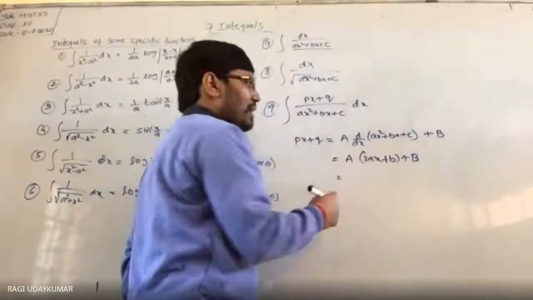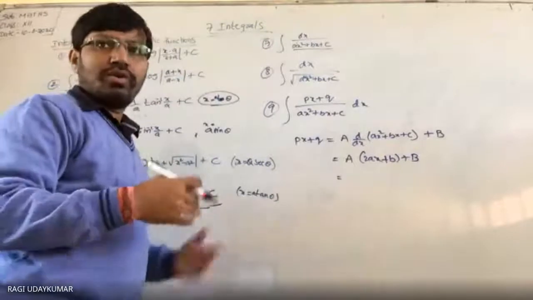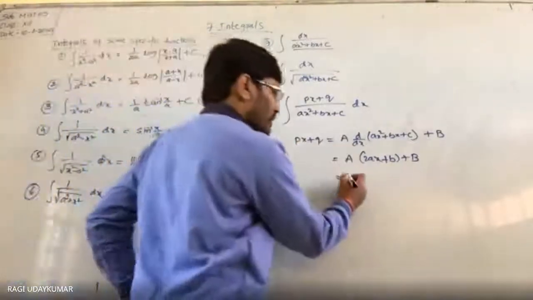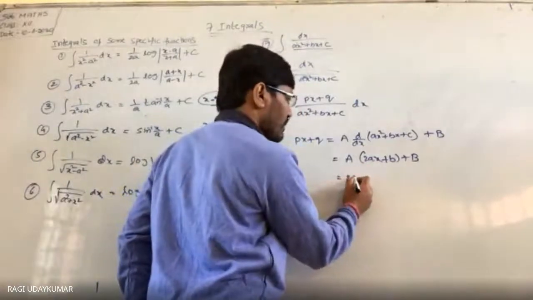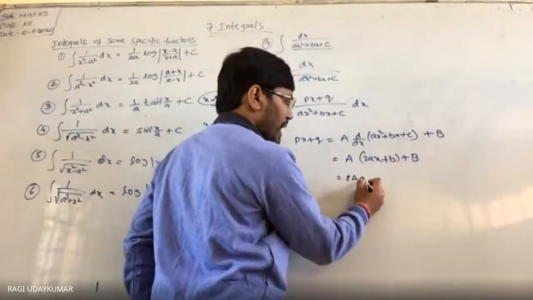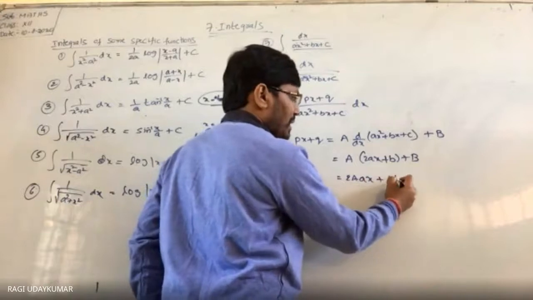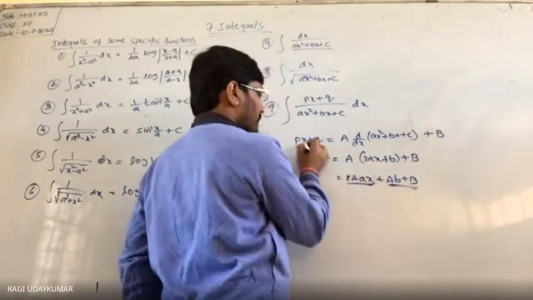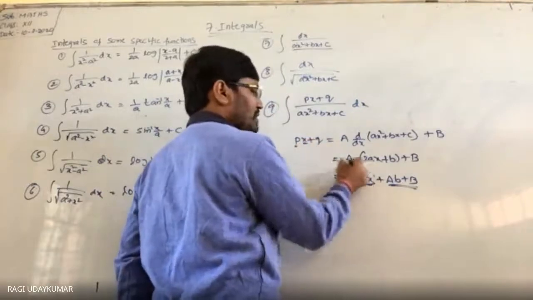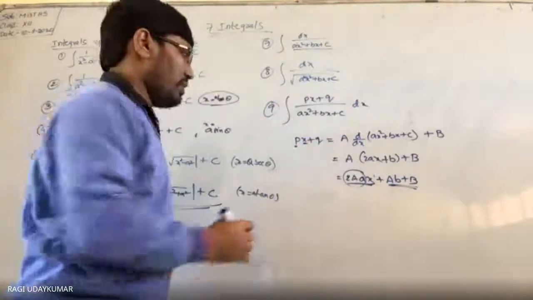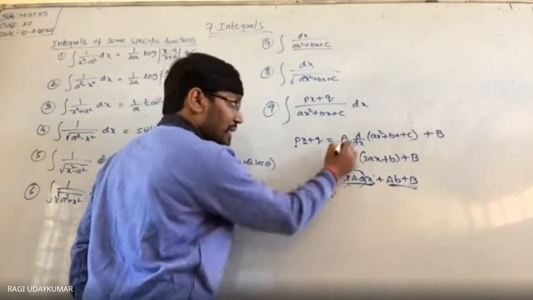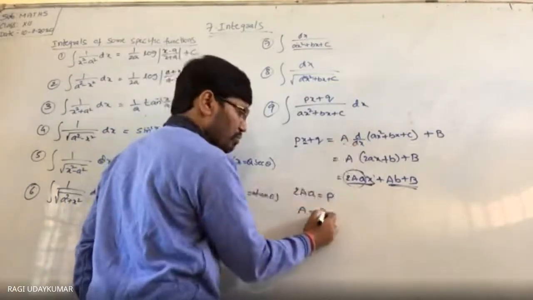Take like terms together. How do we find that? All the coefficients of x you take together. There what you have is 2ax plus capital A times 2a. So this is equal to the x coefficient. The x coefficient here is p, so this is equal to p. 2a is equal to p. So we want capital A. Capital A is equal to p by 2a.